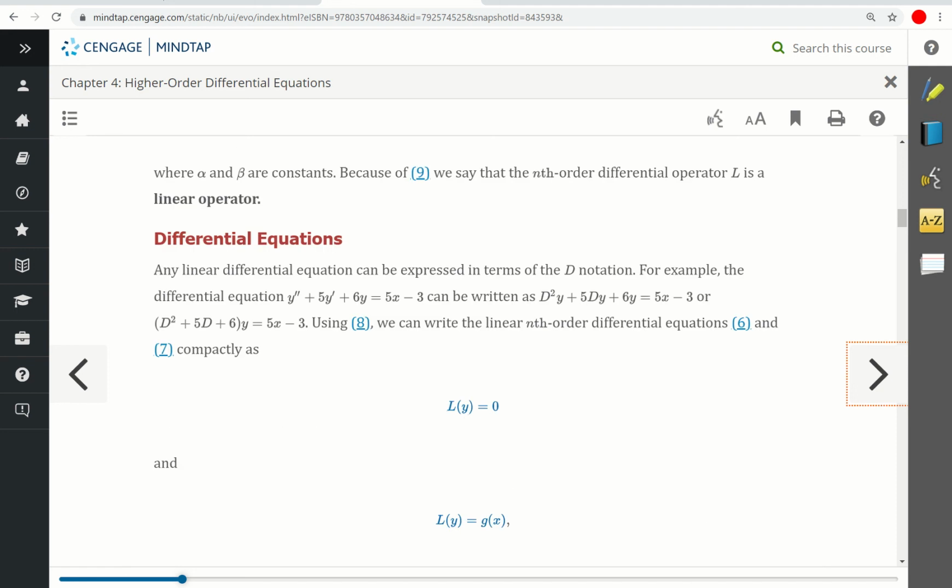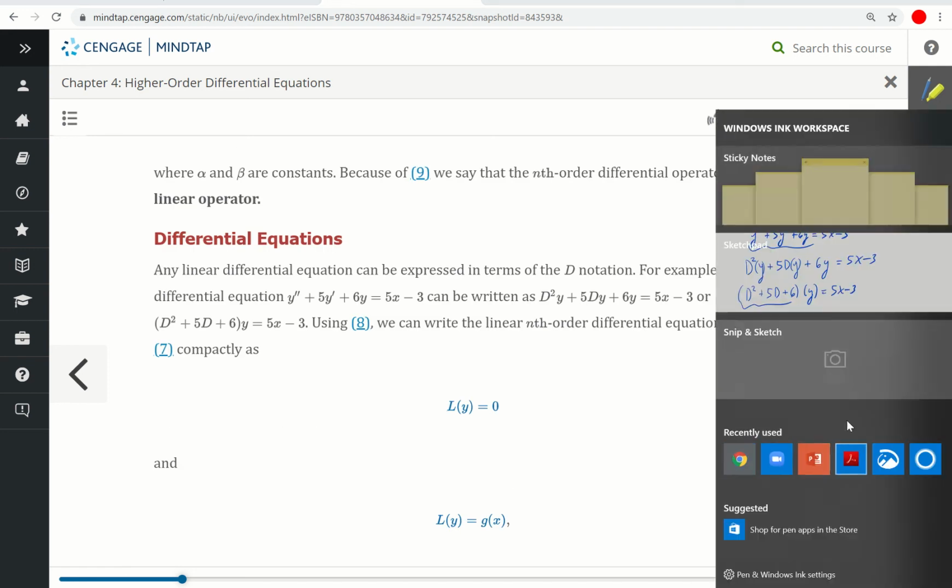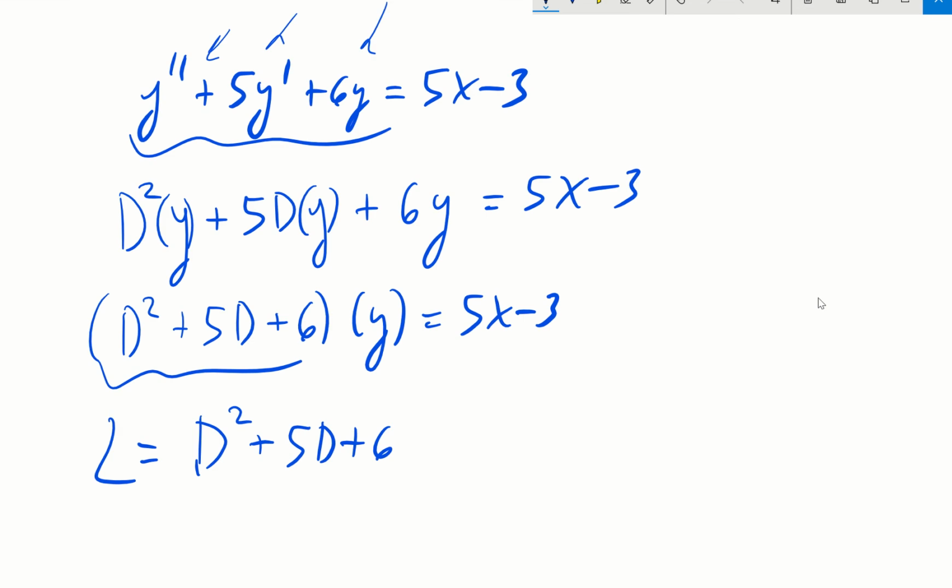And compactly, I didn't write it like this, but I can take one more step. If you call this L, then this differential equation will be written as L of y equals 5x minus 3.